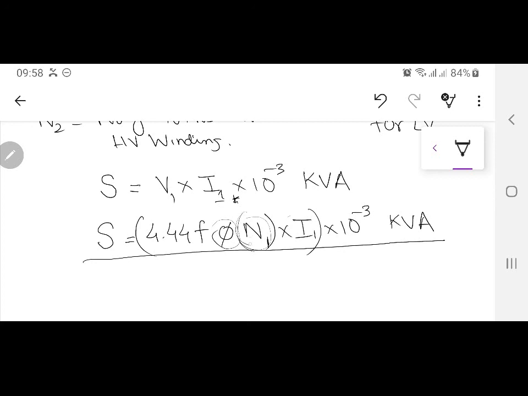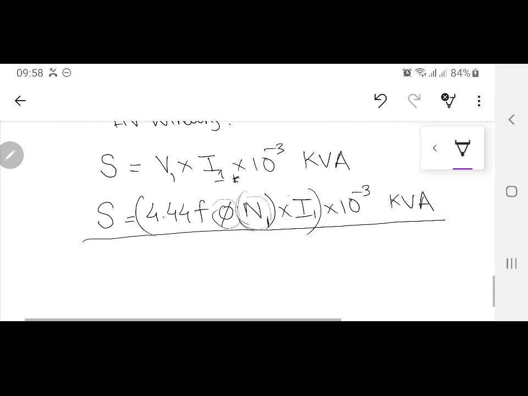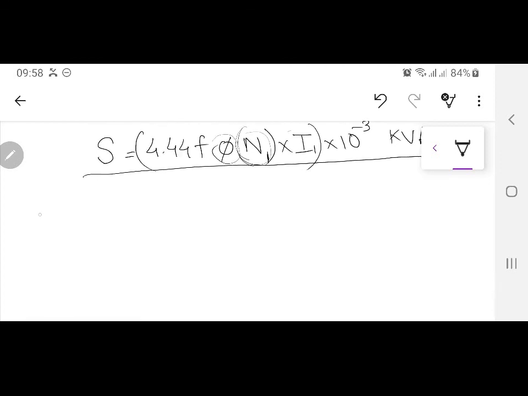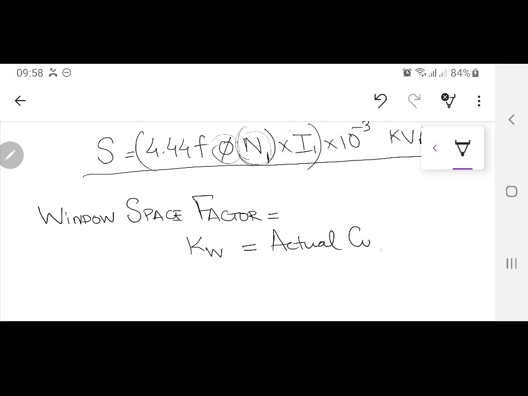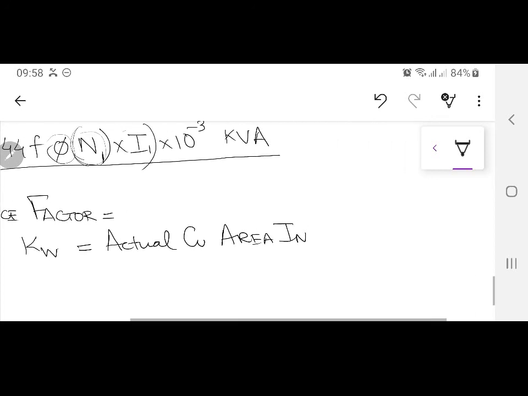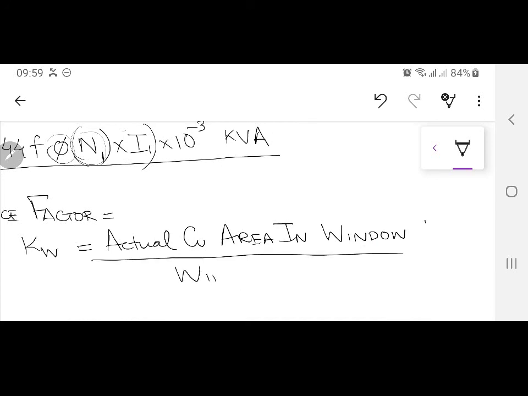But I am going to replace this N1 and I1 with a factor that is going to be called the window space factor. This is a very important factor. I am just going to write down the definition. Window space factor, this is KW, and this is equal to the actual copper area in window divided by the window area.